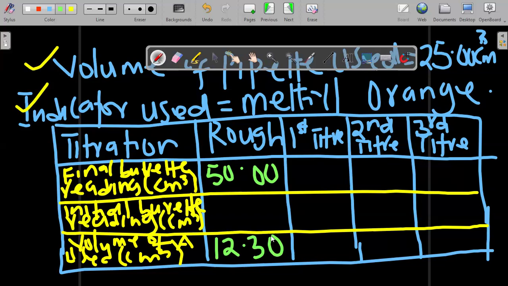So how do you get the initial? You say 50 minus 12.3. You now write 37.70. Now, all your values, pay attention to this. All your values must be to 2 decimals. So that's why I'm putting 0 there inside. So here, I'm not coming to what I'm looking for now. The first titer, I can also start with 50 if I want.